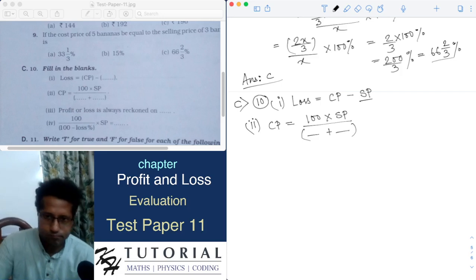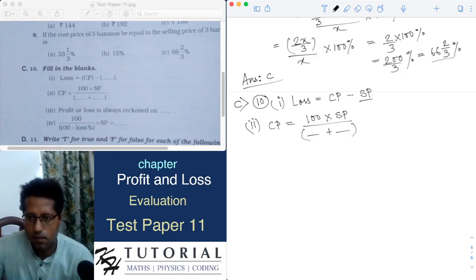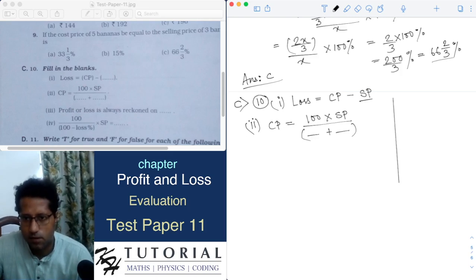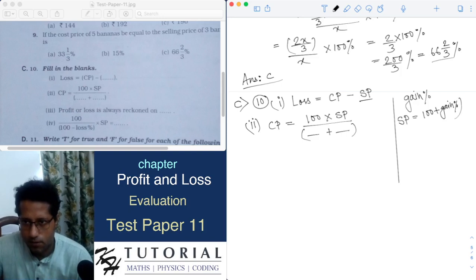If there is a gain, a gain percent, then we know that the selling price equals 100 plus this gain percent, this much percent of CP.